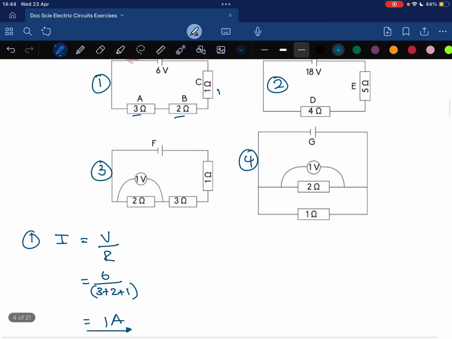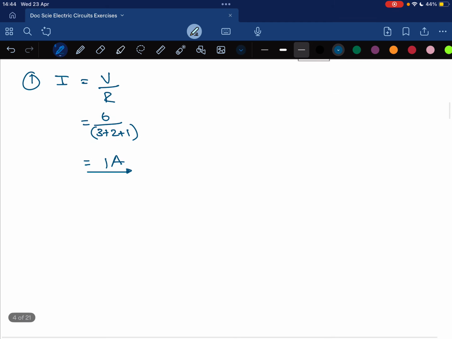Okay, so there's two ways that you can do that. You can either say, well, there's A, B, and C. That's V is equal to IR.